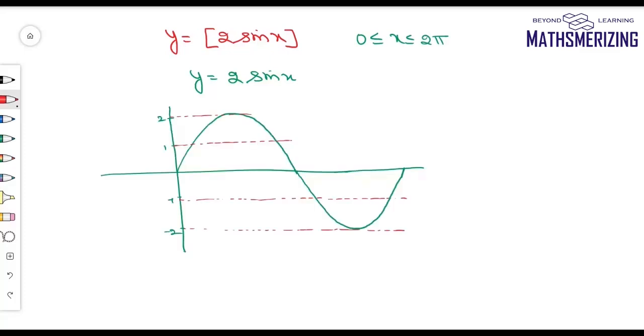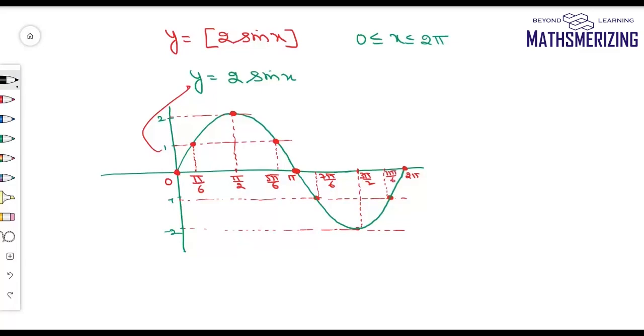And I'll draw horizontal lines at integral values of y. I'll mark their point of intersection. So this is 0, pi, and 2 pi. Now this is pi by 2, and this is 3 pi by 2. Now when I'll put y as 1, I'll get sin x equals 1 by 2, which is pi by 6. From symmetry, I can say this is pi minus pi by 6, it will be 5 pi by 6. And this one will be pi plus pi by 6, so there will be 7 pi by 6. And here it will be 2 pi minus pi by 6, so there will be 11 pi by 6.